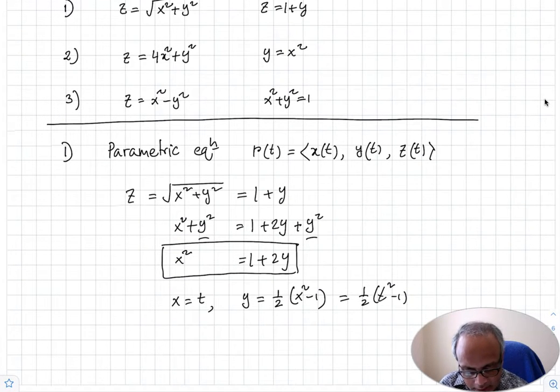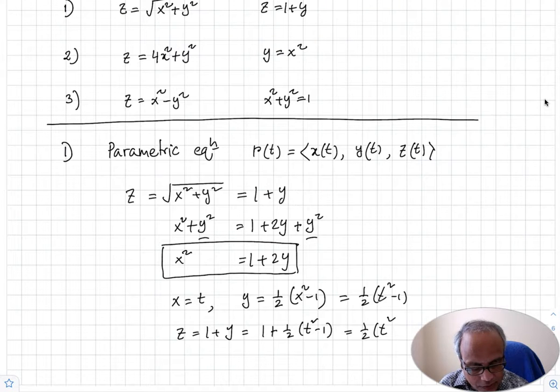Then you can use one of the two surface equations, and it doesn't matter which one. I'm going to use the one on the right, z equals 1 plus y. I can do a little bit of simplification. First of all, I have to express this in terms of t. That will be half of t squared plus half, plus 1 minus half, so it is going to be plus half taken out.